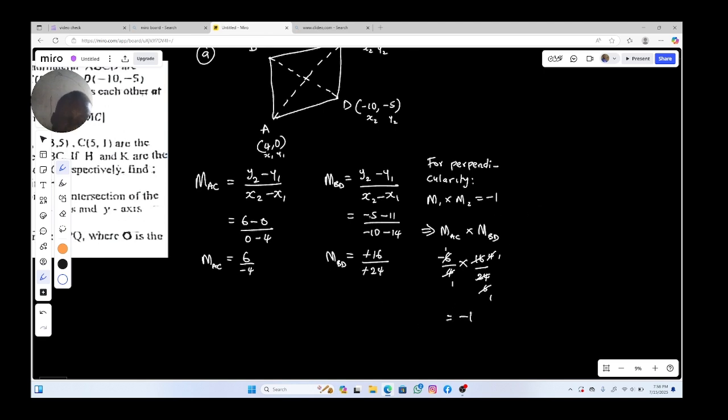Like I always say, when they ask you to show, you must state something. Say since MAC times MBD equals -1, then line AC and line BD bisect at 90 degrees. Okay, we are done with A.